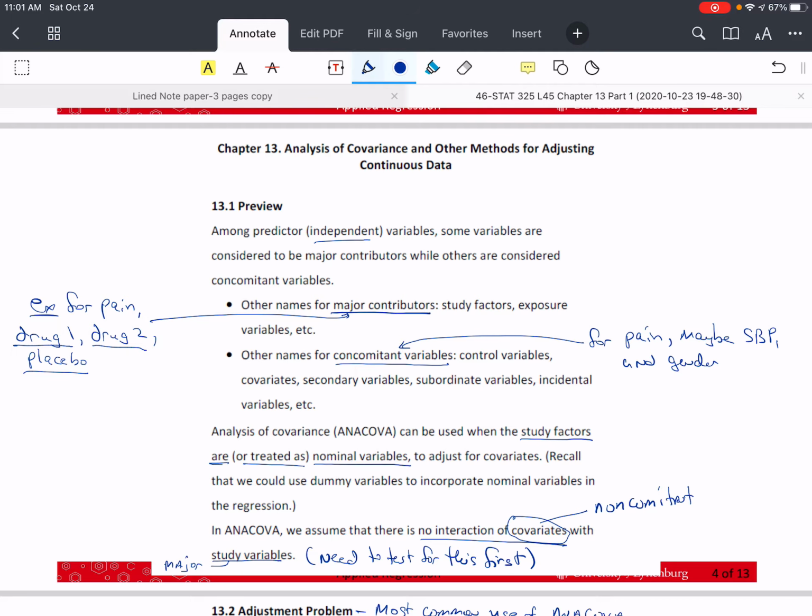Then for concomitant variables, we could also call them control variables, covariates, secondary variables, subordinate variables, incidental variables. So quite a few names for the same thing. And again, for the pain, while we have the major variables or the study factors here, we could have control variables such as systolic blood pressure and gender.